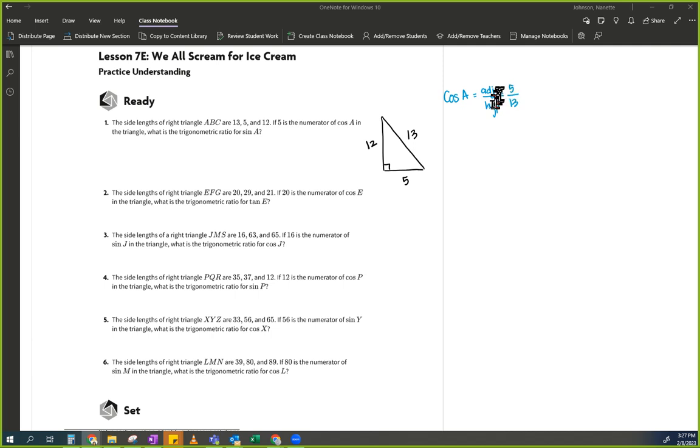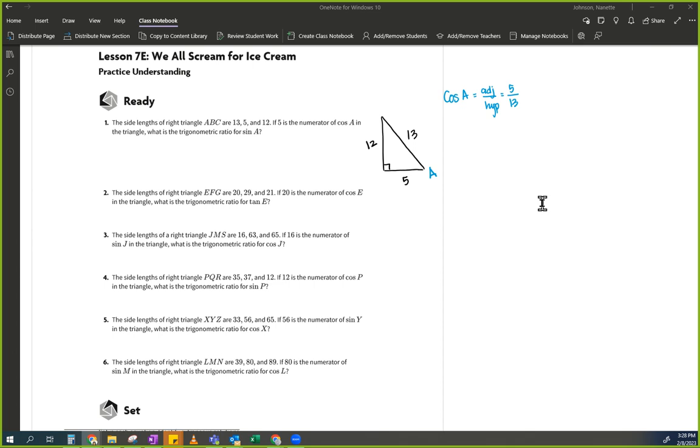So I need to know which angle is adjacent to 5. So who's adjacent to 5? And you're like, this one, Miss Johnson. Okay, then he deserves to be named A. Why is he A, Miss Johnson? Because according to what you just wrote here, cosine of A is equal to adjacent over hypotenuse. And according to that, the adjacent is 5 and the hypotenuse is 13. So this matches.